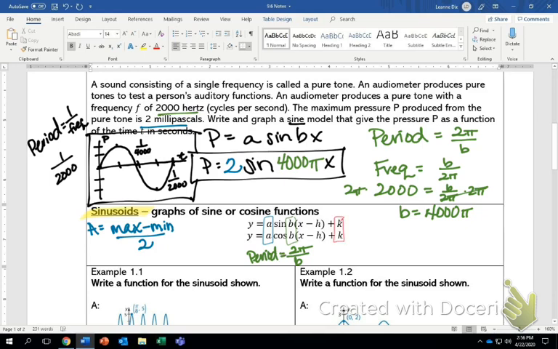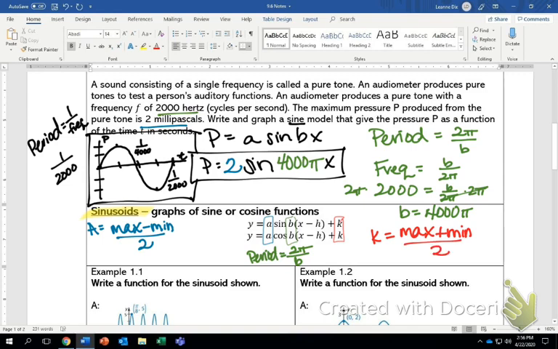And we won't have to work with frequency too much in this particular case. And then finally, h is our horizontal or phase shift, but because it is really difficult to find, we're not really going to focus on that. We are going to focus on the vertical, which is that k. And this can also follow a formula where k is going to equal the maximum plus minimum over 2.